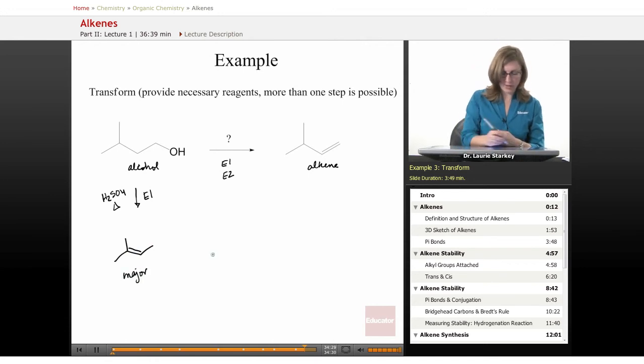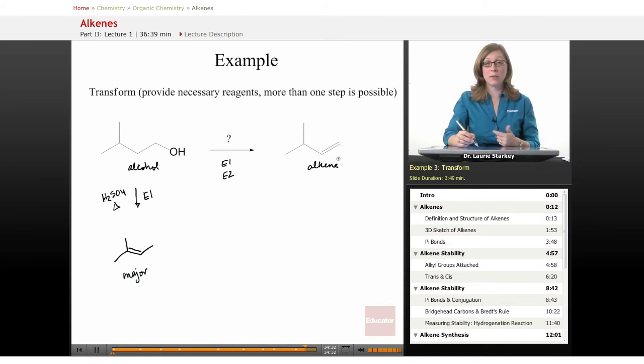Okay, and because we don't want that as our target molecule, as the thing we're trying to synthesize, then this would not be a good synthesis. So what's another way that we can put in that double bond? We need to do an E2 elimination to form the double bond at the end here.